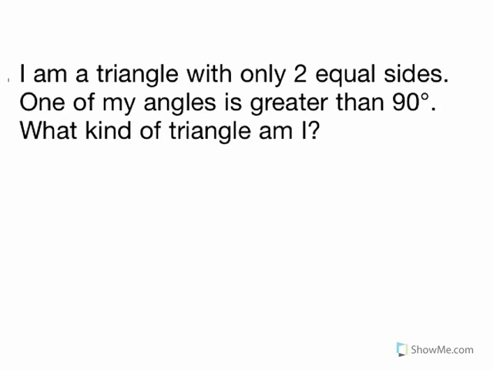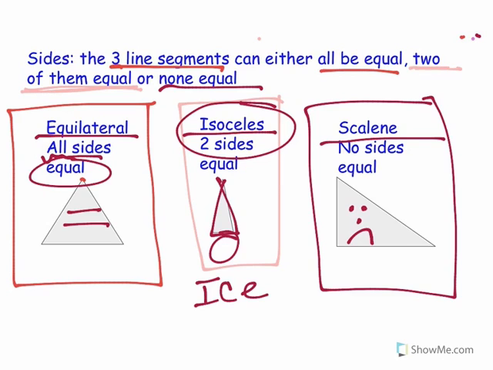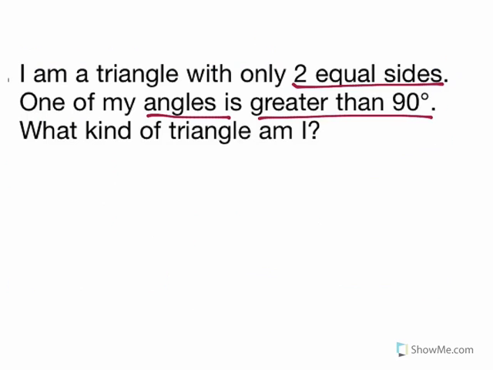Okay, so now that we've talked about how to classify triangles, here's a question. I am a triangle with only 2 equal sides. One of my angles is greater than 90 degrees. What kind of triangle am I? So, to solve this, first we're going to classify it by its sides. So it only has 2 equal sides. Here was our slides. Oh, our ice cream cone. Isosceles. It only has 2 sides the same length.